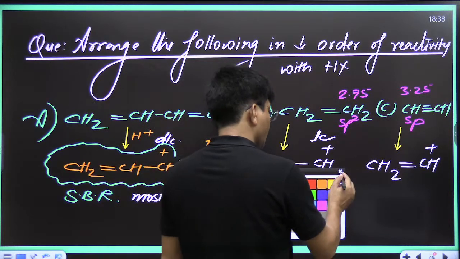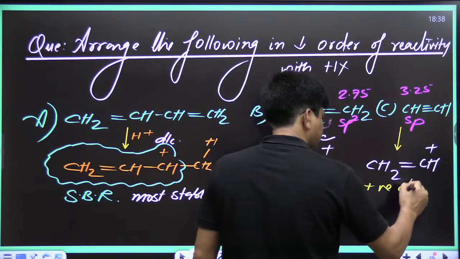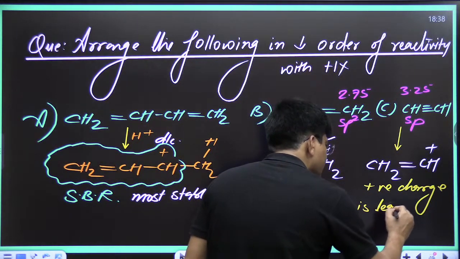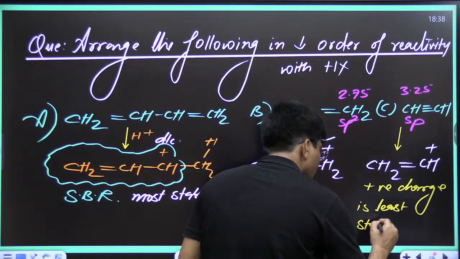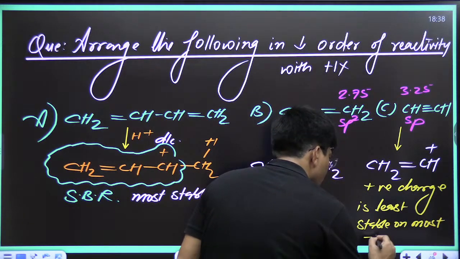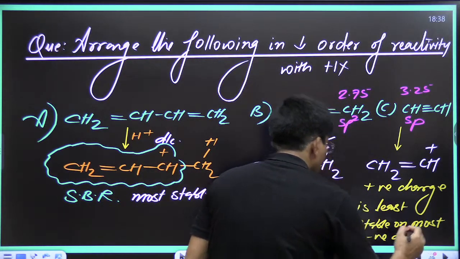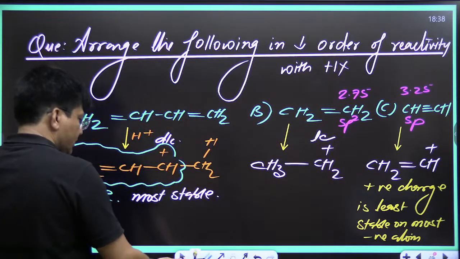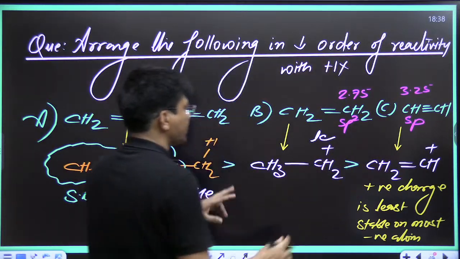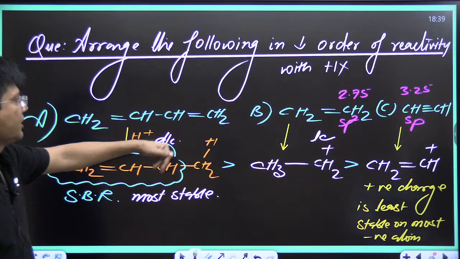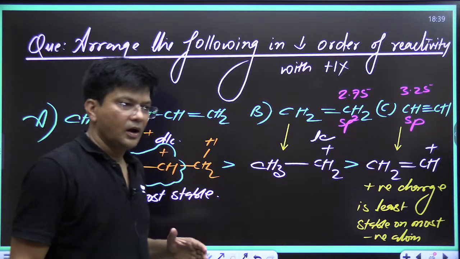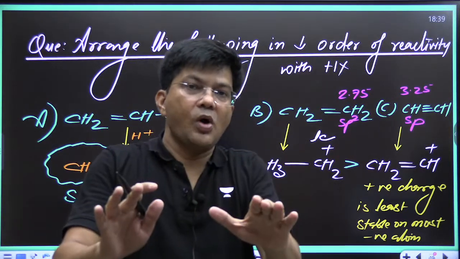Remember that positive charge is least stable on the most electronegative carbon, on the most electronegative atom. So this is the order for the stability of carbocation, and in this way the carbocations are getting formed, and this is the way the reactivity order is there. I hope that everyone is able to understand.